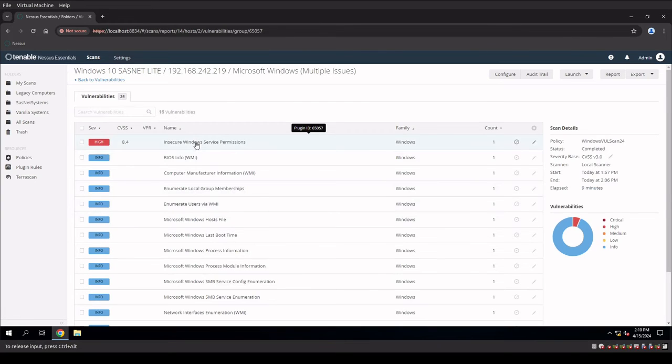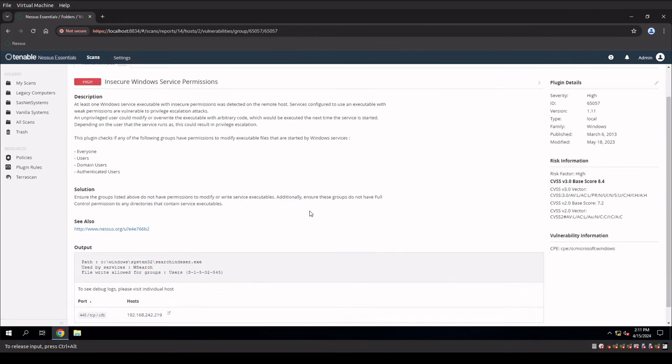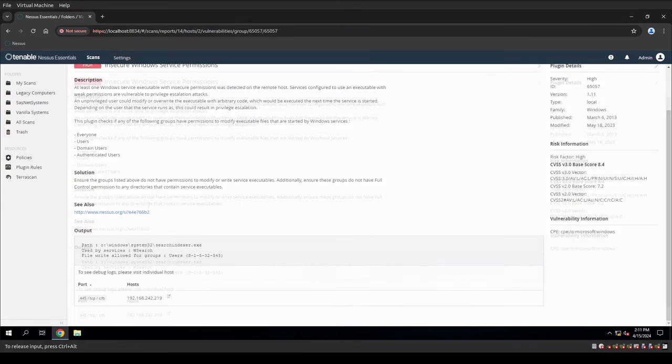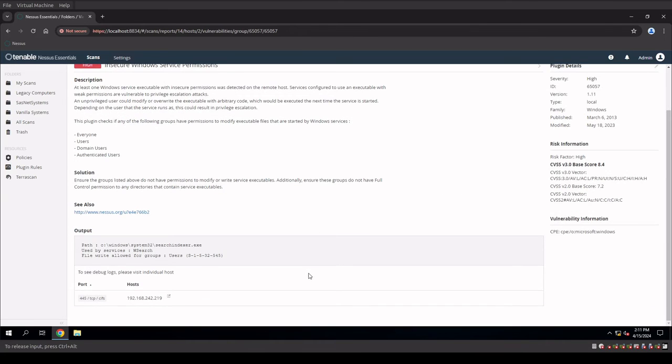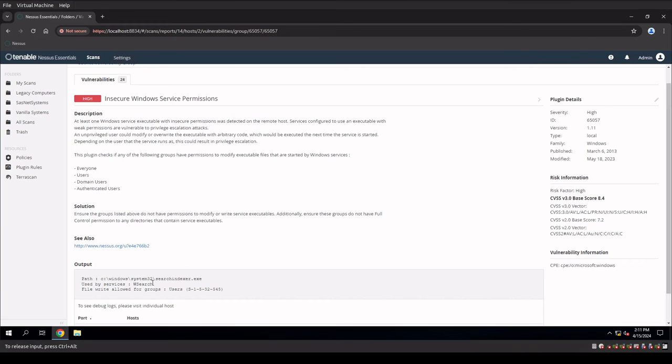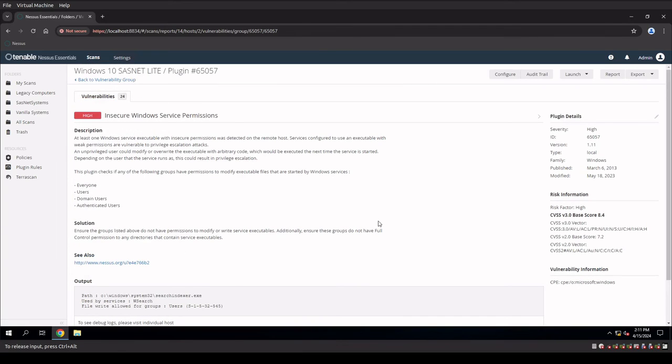And then we have insecure Windows service permissions, which we could see on our configuration. The modified date for the actual CVE report or CVSS is from May 18, 2023. And our published version is from March 6, 2013. So this has existed for a while. It's part of the actual WSearch, which is ironic because the search function is disabled in this version of Windows. So it appears that even though they disabled it, they didn't fix the security vulnerability before disabling it.